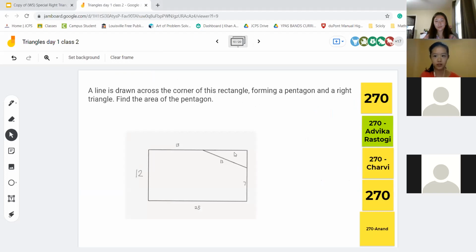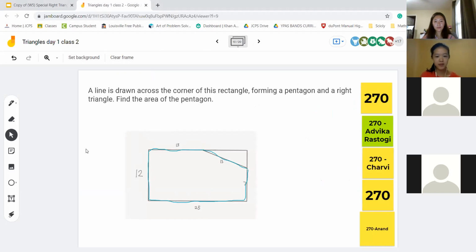Okay, last question. So this says a line is drawn across the corner of this rectangle. So this line. And it makes a pentagon and a right triangle. Okay, so this is the pentagon. The pentagon is the big, oddly shaped part of the rectangle, which I've outlined in blue. And then the right triangle is that little piece sticking off. So we want the area of this pentagon.